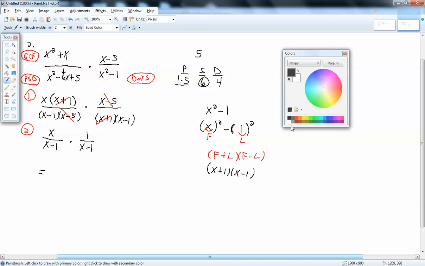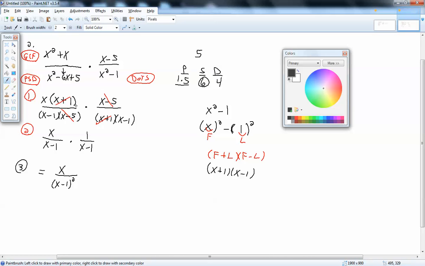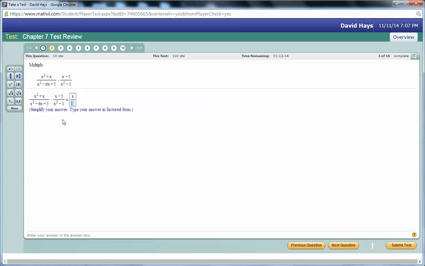And our last step is to multiply those together. We don't actually multiply them together, we just put them next to each other. In this case we do. X times 1 is x. And x minus 1 times x minus 1, you could write as x minus 1 times x minus 1 or x minus 1 squared. So here, put x and x minus 1 squared.